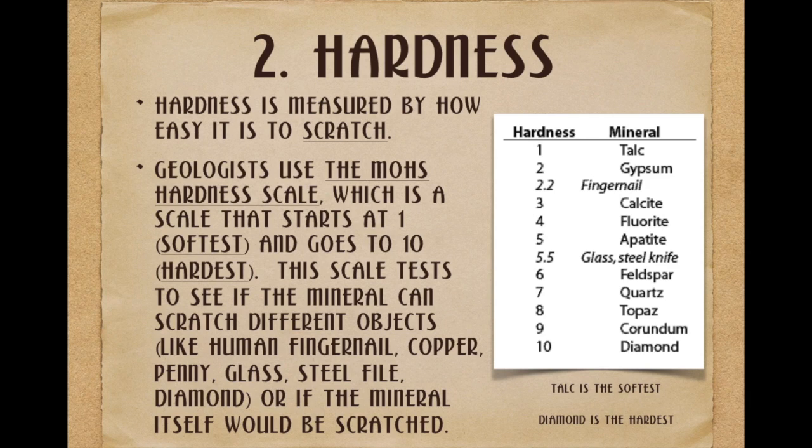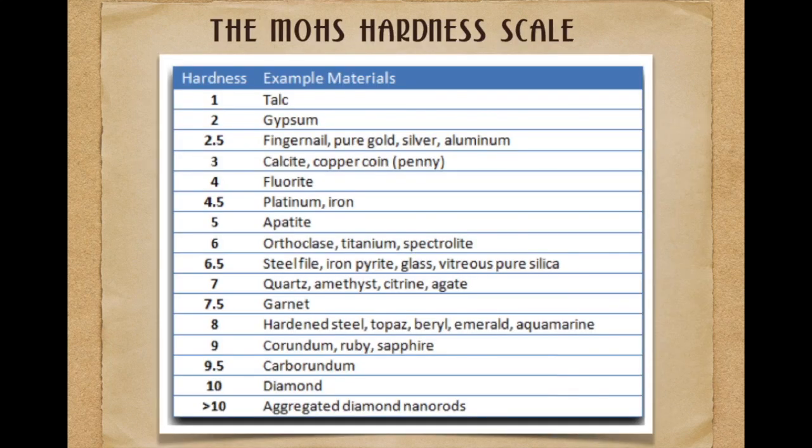Talc, that's one you're going to have to know, which is actually ground up to use as baby powder. Here's another picture of the Mohs hardness scale, and you can see as things move down, they get harder and harder. And so basically we can use different things like, can it be scratched by a penny? Can it be scratched by your fingernail? Can it be scratched by a metal nail?